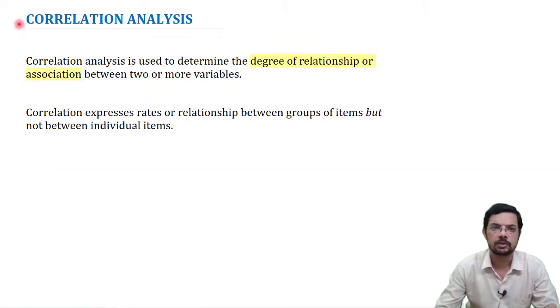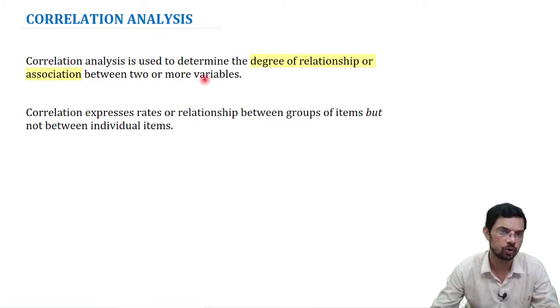So first, what is correlation analysis, and what is it used for? Correlation analysis, as we discussed in the previous class, is used to determine the degree of relationship or association between two or more variables.